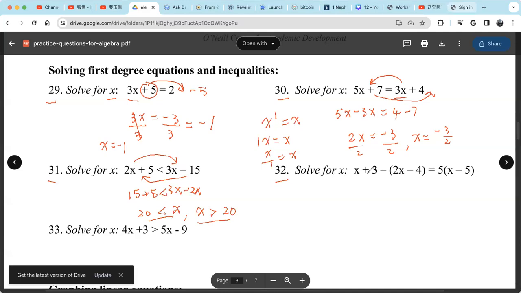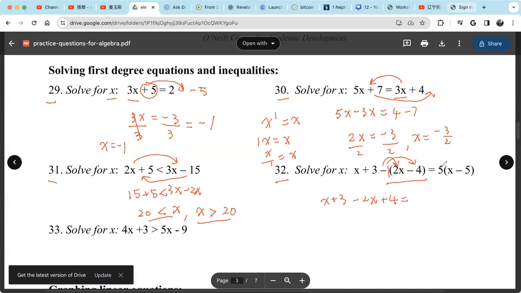32, we're back to equation again. But here, we see we have parentheses. So we need to get rid of these parentheses. So how do we get rid of these parentheses? We can imagine this negative sign as -1. We distribute -1 to 2x. We distribute -1 to -4. So we keep writing x plus 3. -1 times 2x is -2x. -1 times -4, that's plus 4.